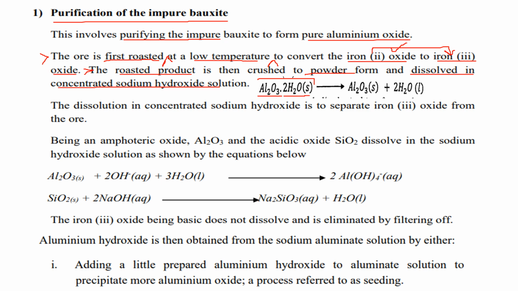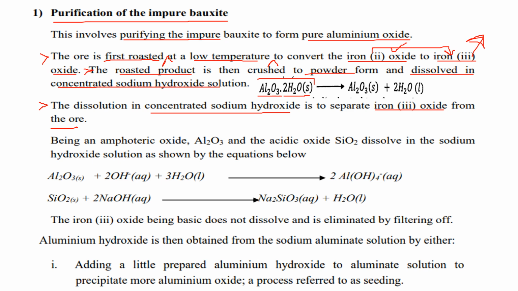So that's how we can remove iron 3 oxide as an impurity in our ore. If you go to the second paragraph, we are saying that the dissolution in the concentrated sodium hydroxide is to separate iron 3 oxide from the ore. And the reason for that is because concentrated sodium hydroxide is basic, whereas iron 3 oxide is also basic.